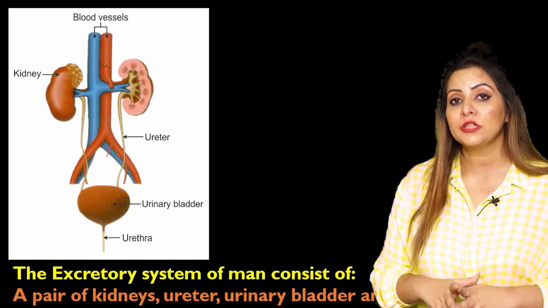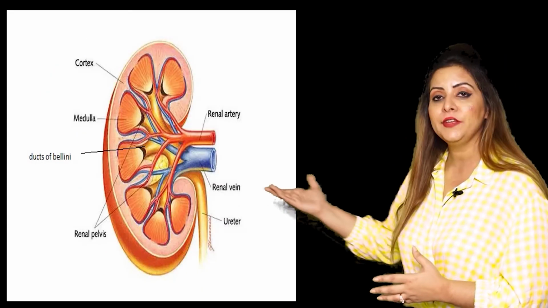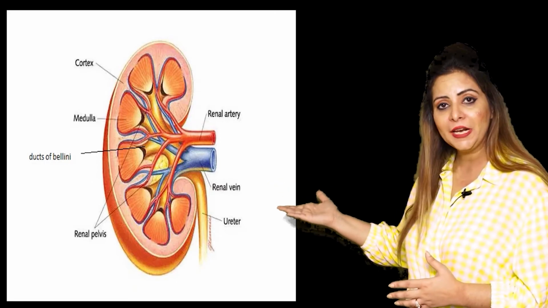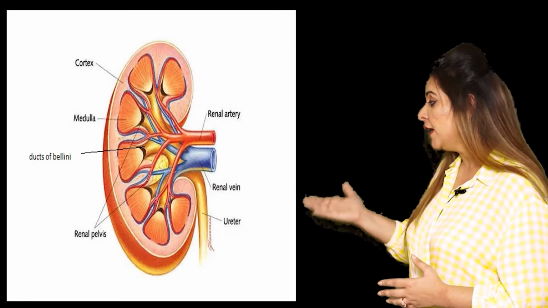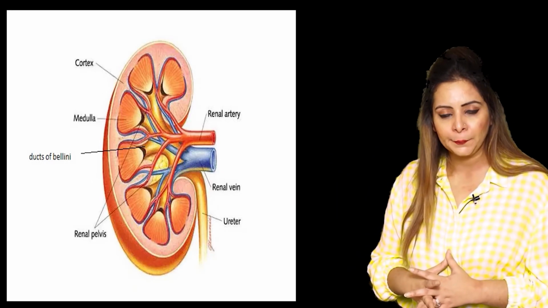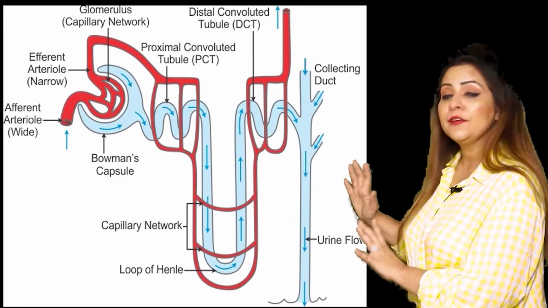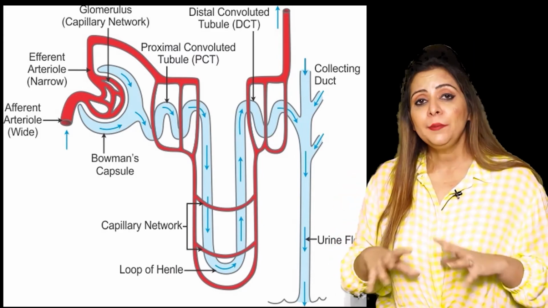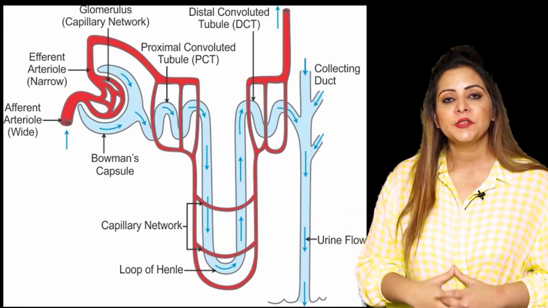Second, you know about the kidney now, that in kidney we have the cortex, medulla, we have the renal pyramids, we have the ducts of Bellini, and we do have the ureter, hilum, and the renal artery and renal vein. Now, the nephron is also clear. Now, we'll be using all these three diagrams in the process that is called as urine formation. So, I think it's clear now.